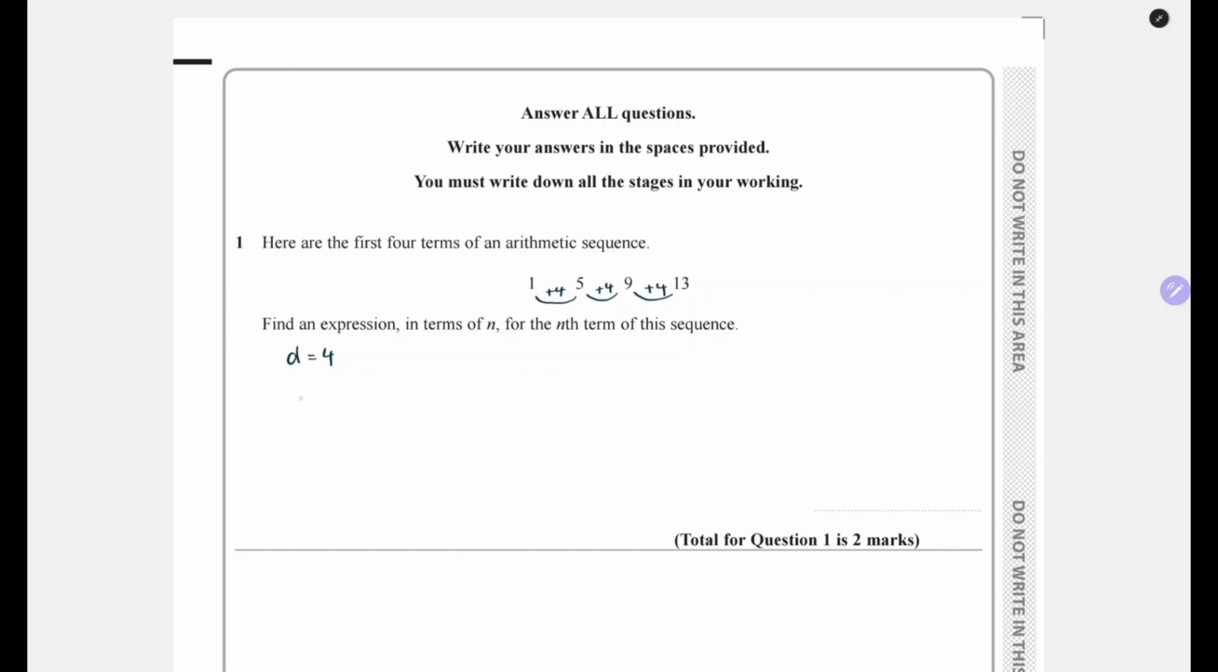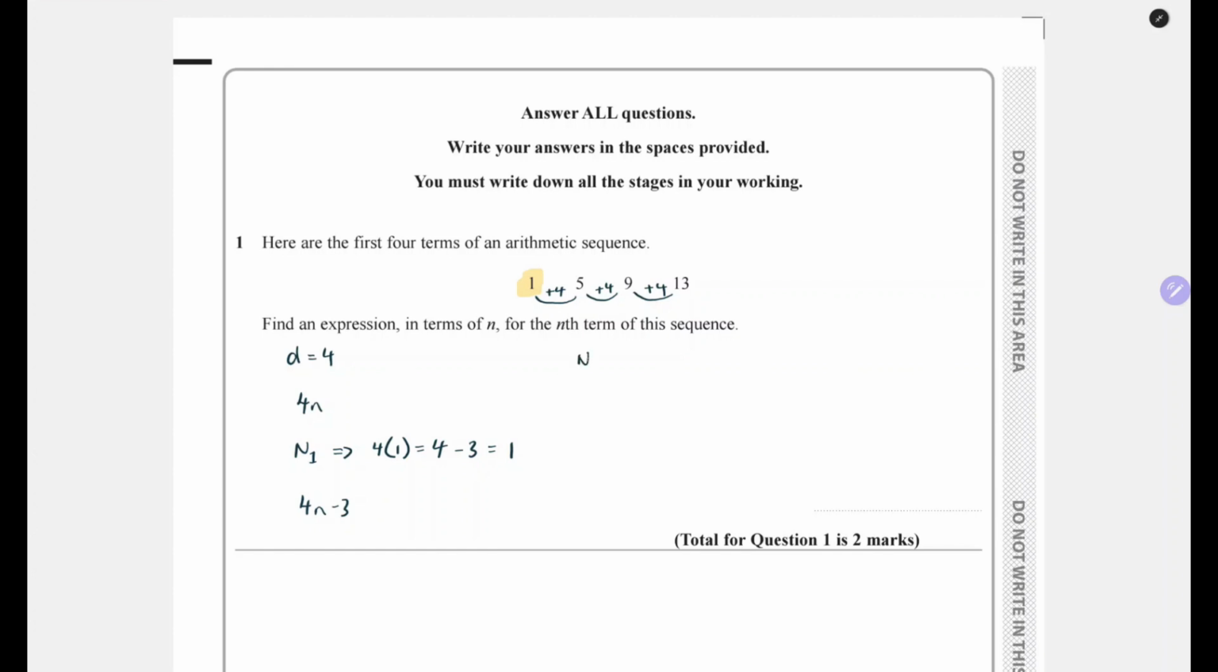And so for our expression, we can multiply 4 by n. And that forms the first part of the expression. We can now test this on, say, the first term. Let n equal 1. So 4 multiplied by 1 gives us 4. We obviously need to get 1 and not 4, and so we're going to minus 3. And that gives us 1. And so our expression becomes 4n minus 3.